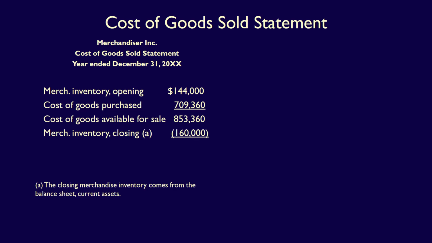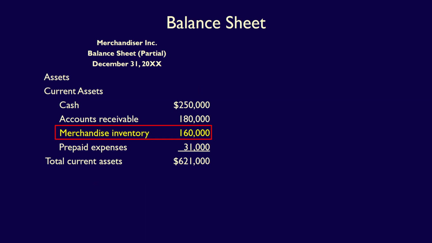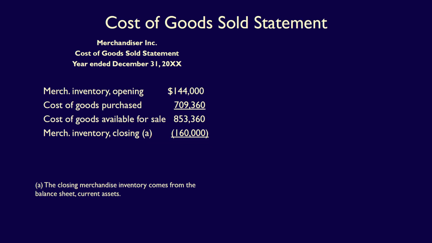$853,360. Deduct the closing, also called the ending merchandise inventory, $160,000. But wait, where did we get this value? We got it from the current assets section of the balance sheet. This is the inventory which is, as yet, unsold and remains on the shelf at the end of the period. Going back to the cost of goods sold statement, we deducted the closing or ending merchandise inventory from the cost of goods available for sale.